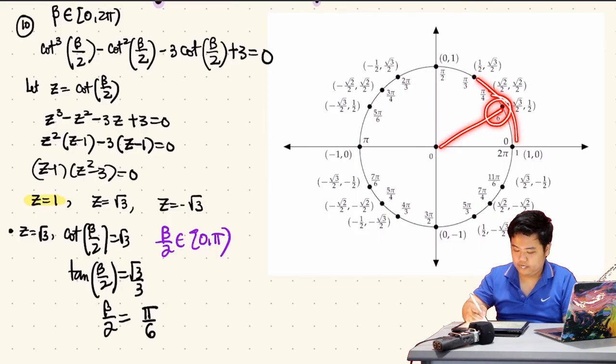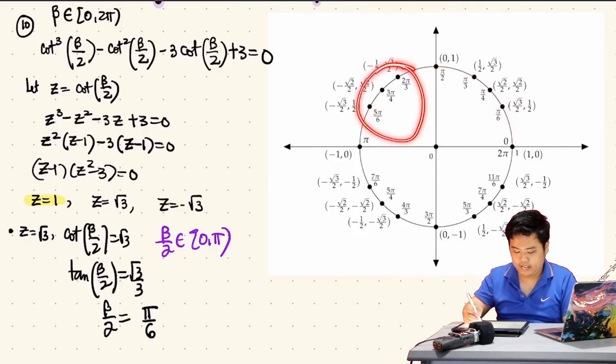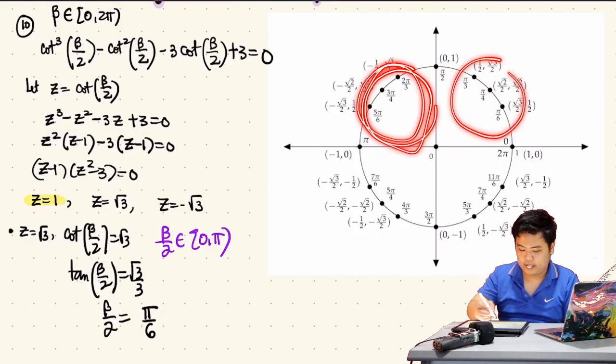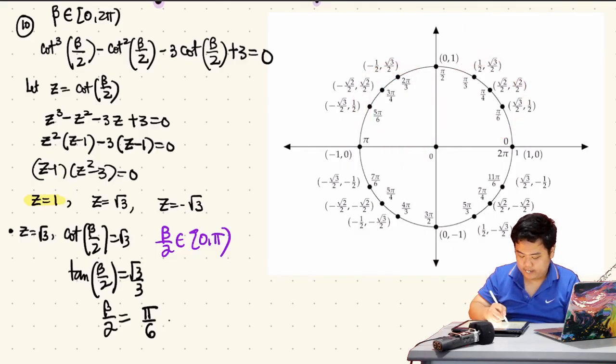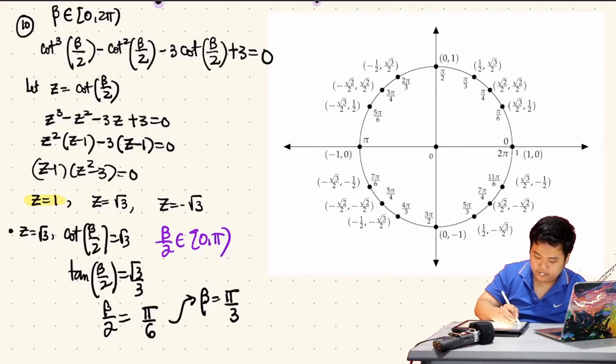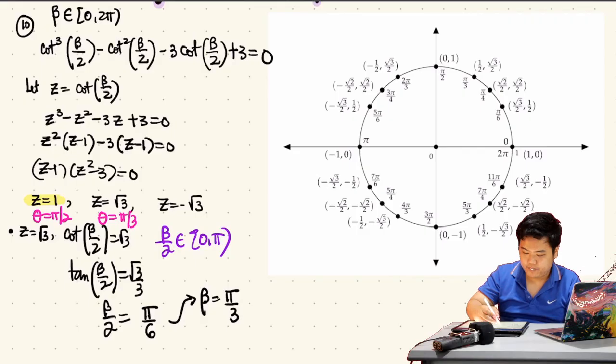Okay, hindi tayo pwede sa quadrant 2 kasi negative ang tangent doon. So, quadrant 1 lang. So, beta is pi over 3. Ano yung mga sagot natin kanina? Dito, pi over 2. Dito, beta pi over 3. Okay?